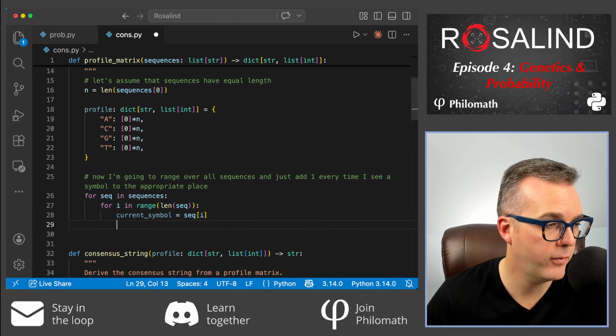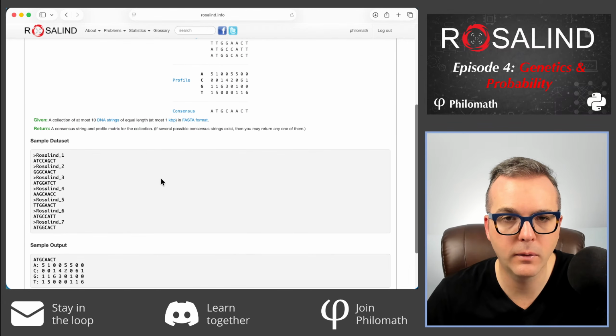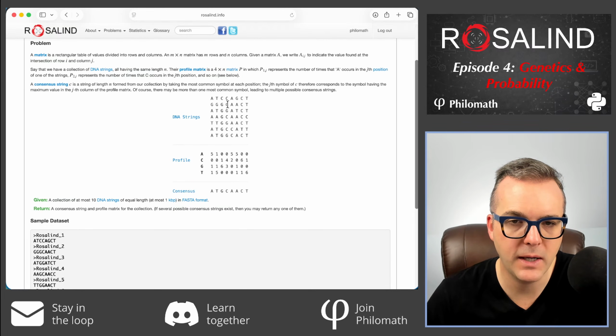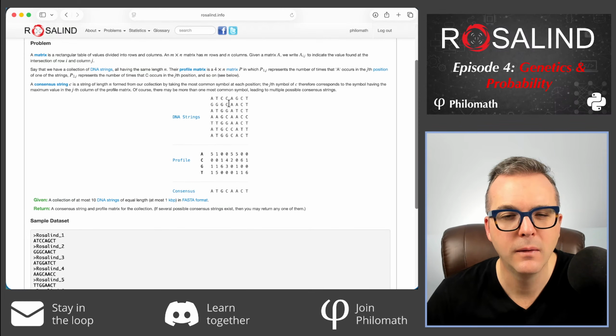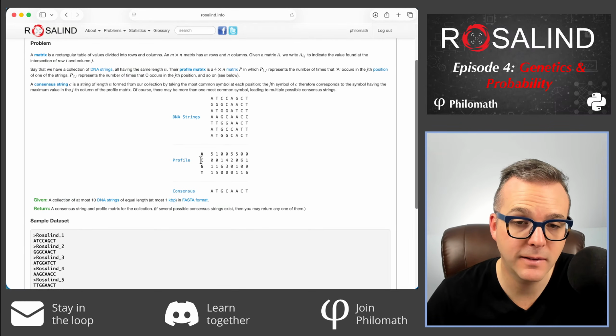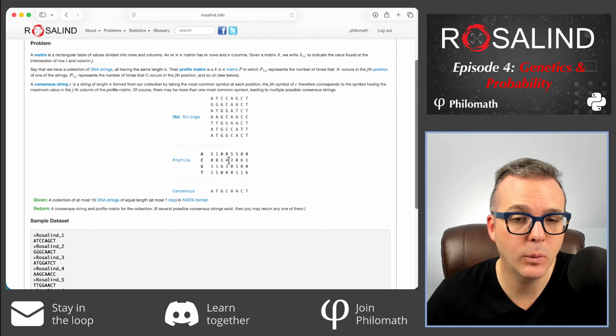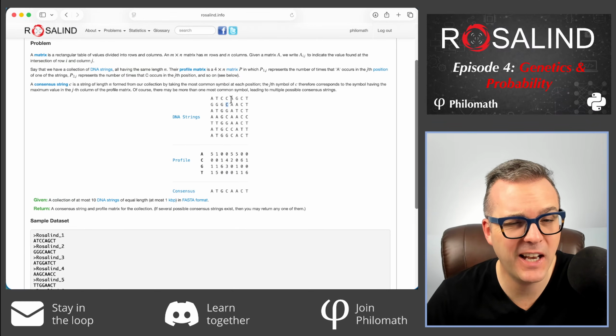If we look at the profile matrix that we had before, and we think about ranging over this second string, and I'm at position 3, so I'm looking at this C. That means I need to go into the profile matrix, and I need to access C, but I need to add 1 to the value at index equal to 3. So this value is going to go up by 1 at that point because it corresponds to the current index that I see.